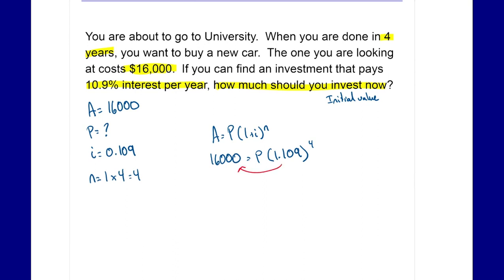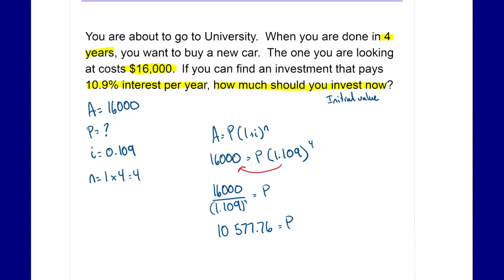Because it might be more helpful, sometimes in terms of finance, to know how much do I have to start with, or how much do I have to put in now to reach my financial goal, whatever that happens to be. Saving for a car, saving for university, buying a house, whatever the case may be. So 16,000 divided by 1.109 to the power of 4 is going to equal P. When I go through and calculate, I get 10,577.76 is my P value.